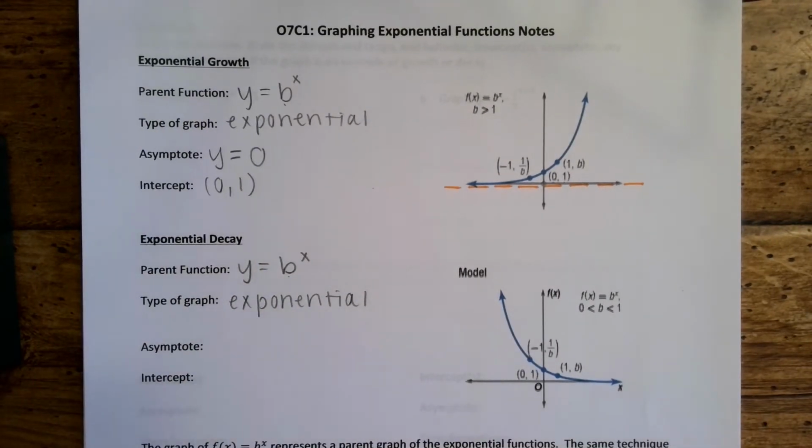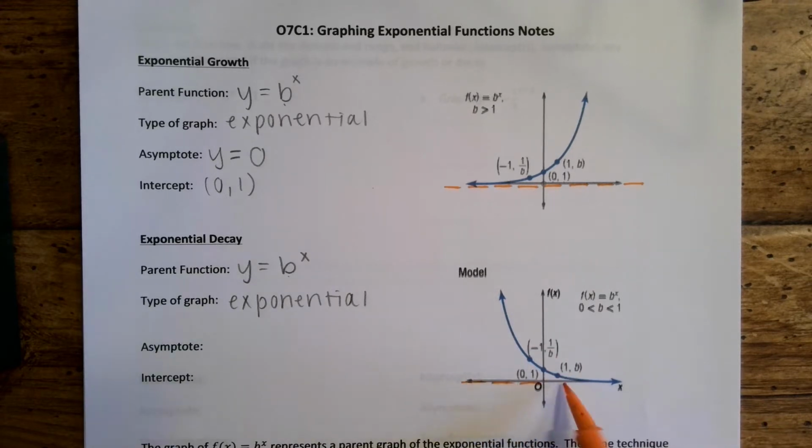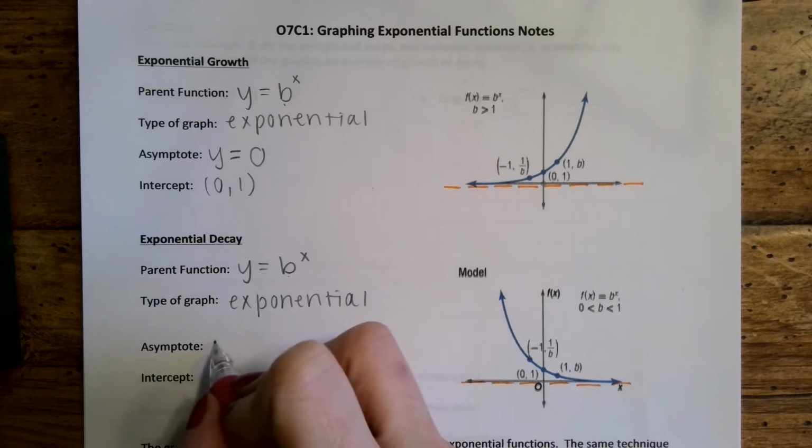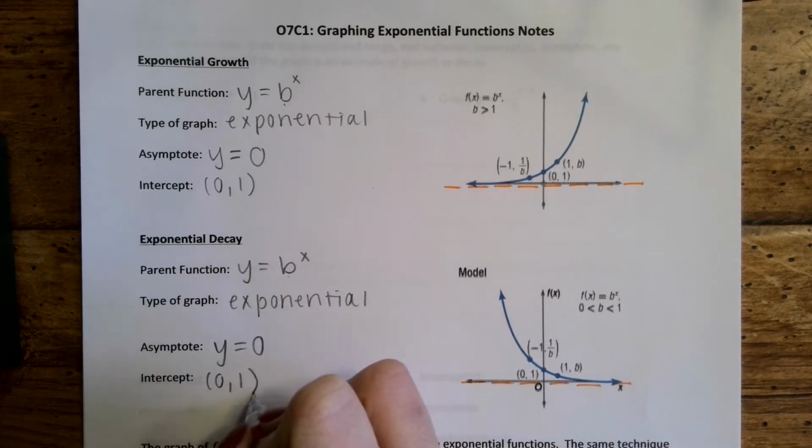I'm going to look for my asymptote on the graph. It looks like, again, things are starting to flatten out right here at 0. So my asymptote is at y equals 0. Looking for intercepts, again, it's never going to cross this line, so it won't have an x-intercept, but it does cross the y-axis at 0, 1.